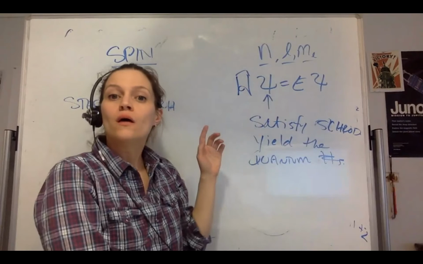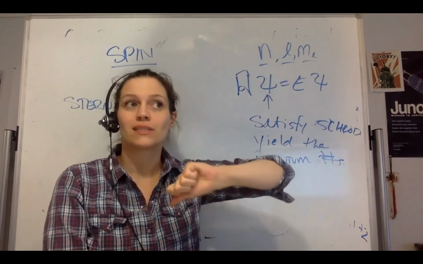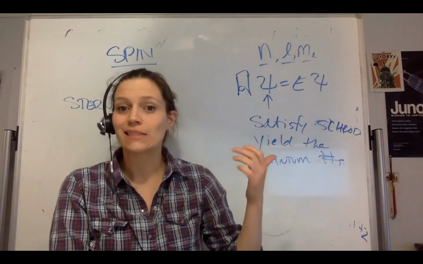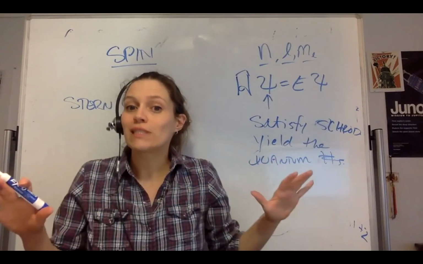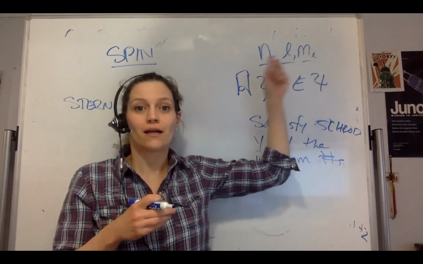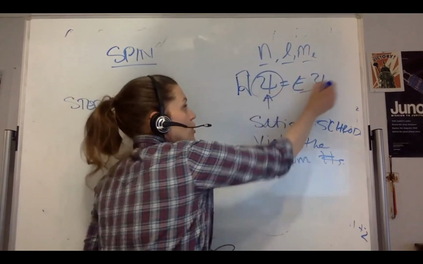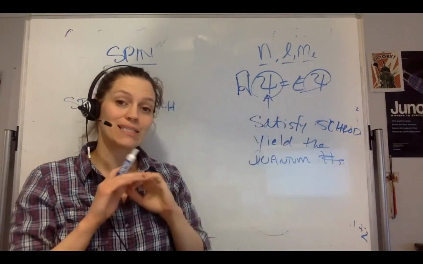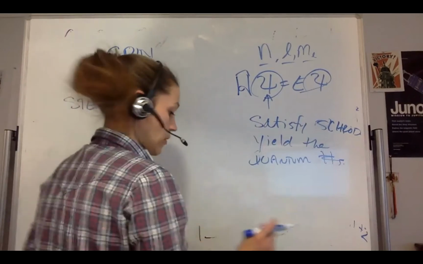Cool. Stern-Gerlach shows that there is an additional quantum number, and that's spin. And it's intrinsic to the electron itself. It is not affected here, as in you don't find it within the wave function. This is something that has nothing to do with the boundary conditions. Cool?